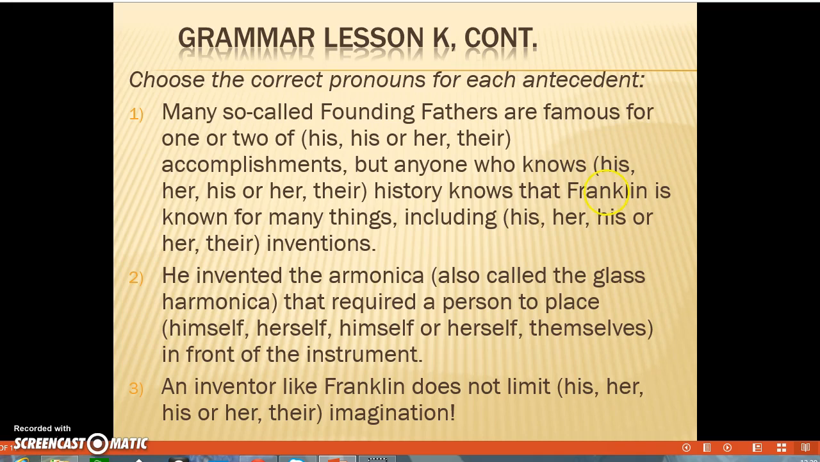So I think the last one, let's look at it as well, because it sounds kind of strange when we use the correct pronoun for the antecedent, but this is correct. So number 3 says, an inventor like Franklin does not limit blank imagination. Now we usually want to use their. An inventor like Franklin does not limit their imagination, but that's not actually correct, because an inventor like Franklin can be male or female, and it's singular. So we actually have to use his or her. So an inventor like Franklin does not limit his or her imagination. If you have questions about this, please write it down so we can talk about it in class tomorrow.